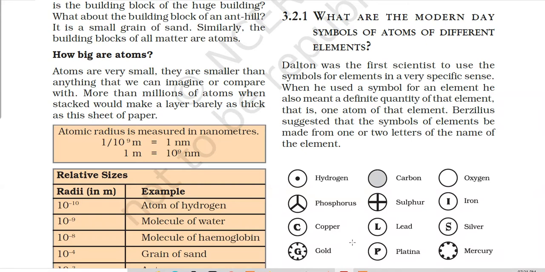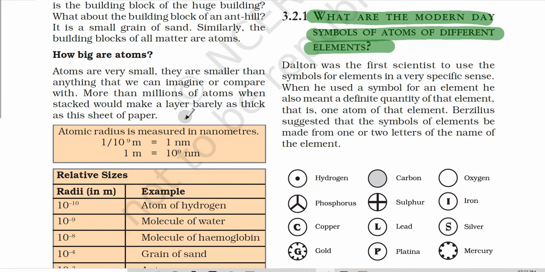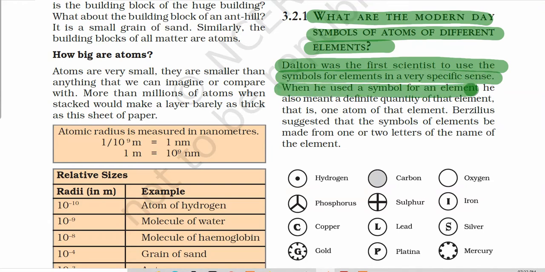Now let's move further and see the next discovery made for atoms: the modern-day symbols used for the atoms of different elements, that is, how we represent different elements or atoms. Dalton was the first scientist to use a symbol for an element in a very specific sense. When he used a symbol for an element, he also meant a definite quantity of that element, that is, one atom of that element.